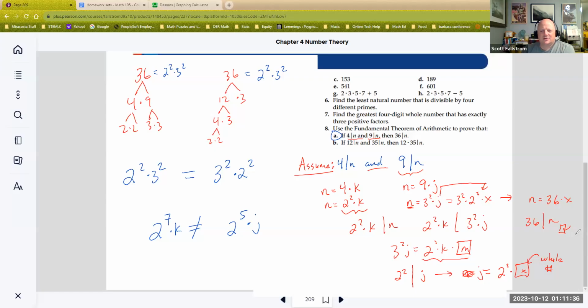So that is how you can show that if you know that 4 works and you know that 9 works, then 36 has to work because they don't have any factors in common. It doesn't simplify quite that way otherwise.